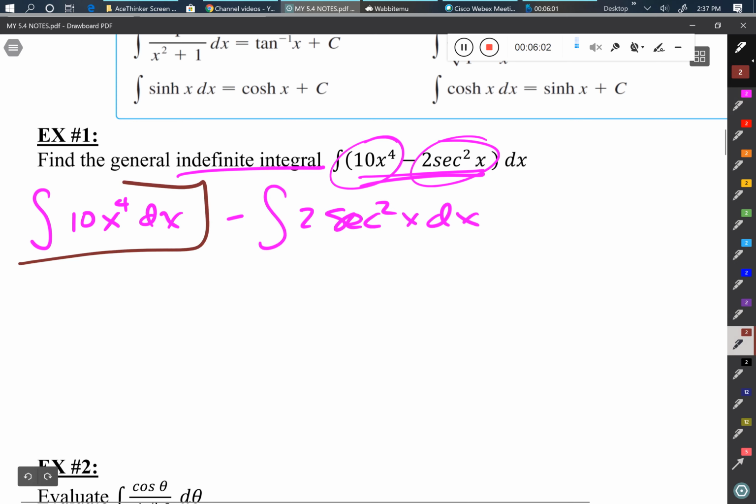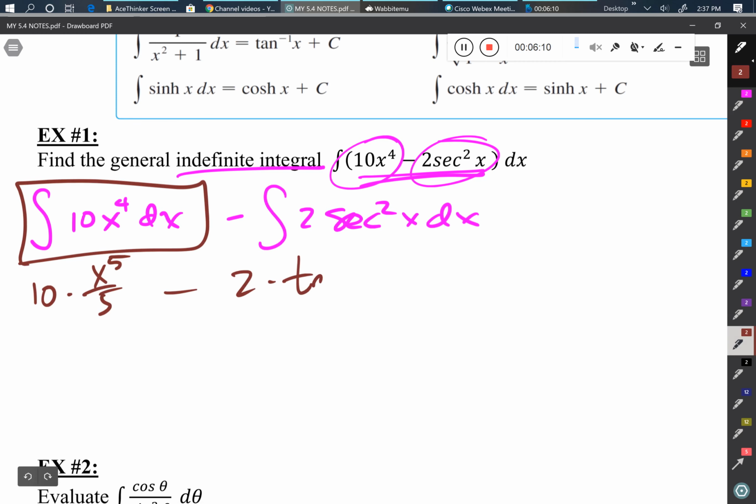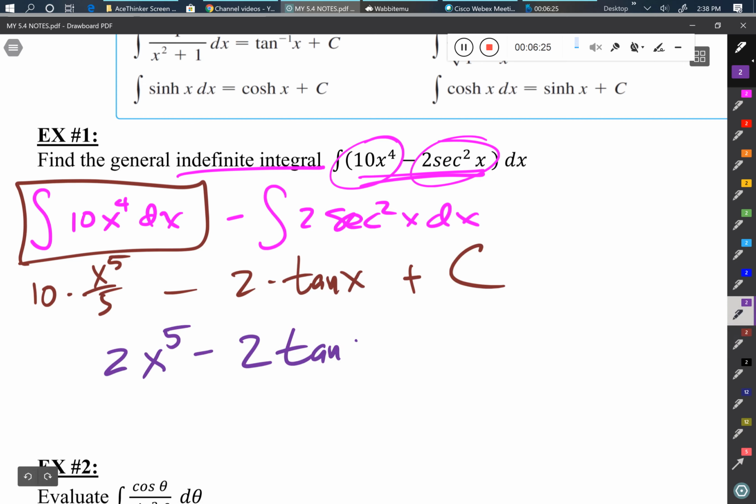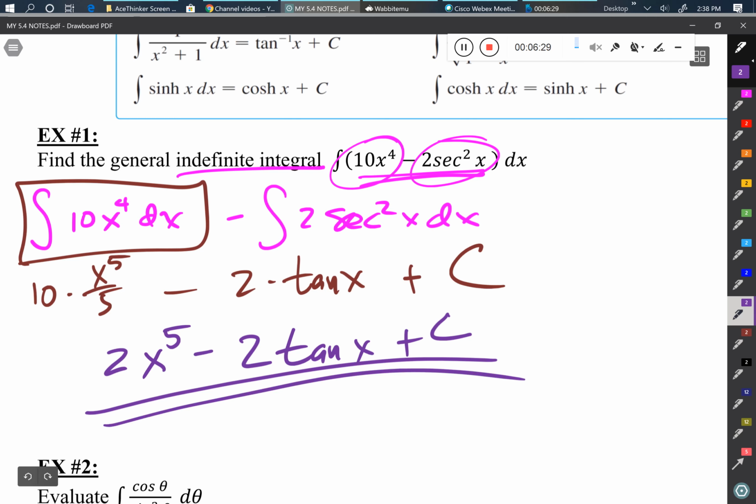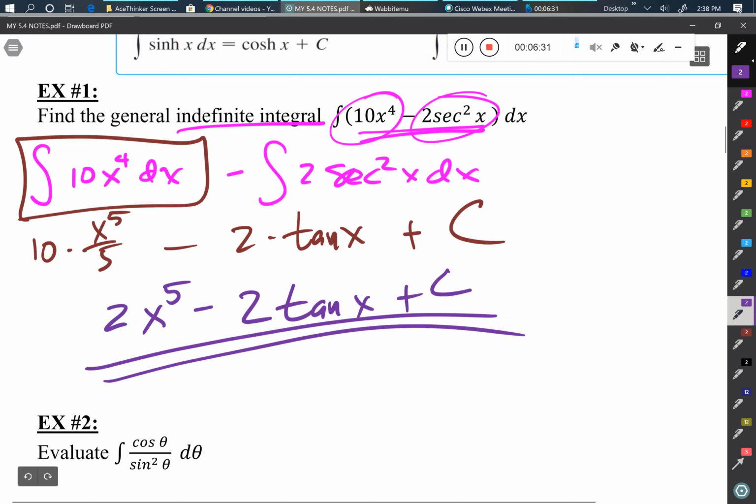Okay, working the first one first. The antiderivative is going to be x to the 5th over 5 minus 2. Antiderivative of secant squared is what? Tangent x, and of course a big old fat plus c on the end because we're in an indefinite integral. I'll run back through the expression one last time, cleaning up any arithmetic I can. 10 divided by 5 is 2. That gives me 2x to the 5th minus 2 tangent x, and of course on the end we have our plus c. So 2x to the 5th minus 2 tangent x plus c, indefinite integral.